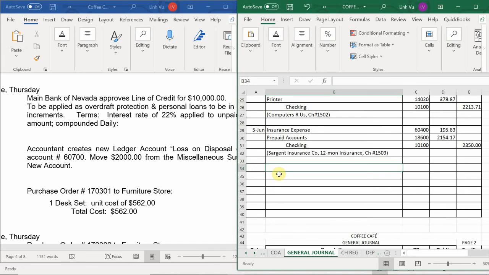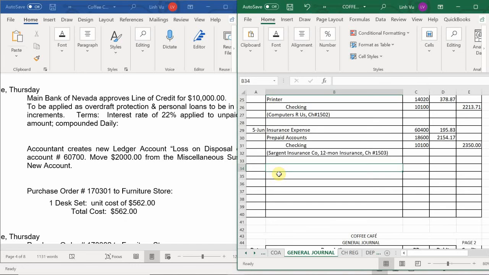Okay, so this is for furniture and checking. Now do we have to reverse the other account, or do we just write the new account in the journal as normal? Okay, so in this case, where is my loss? Where is it currently right now? Well, we sold the furniture, but where is my loss? Where's the money that I lost? It's in miscellaneous.